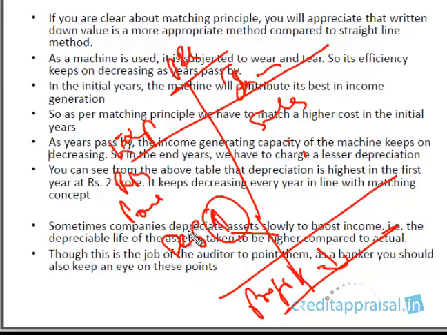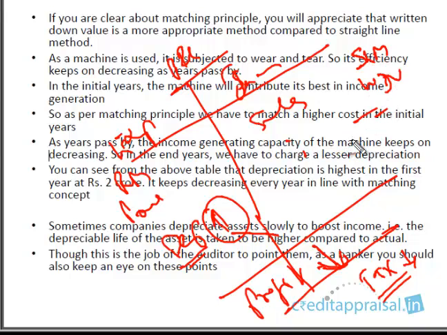So if depreciation is higher, the total expenses side will be higher and your profit will be lower. Consequently, you'll be paying a lesser tax. So if the company wants to evade tax, this is one way which companies will try to fool you, right? Because there's a choice between SLM and WDV.